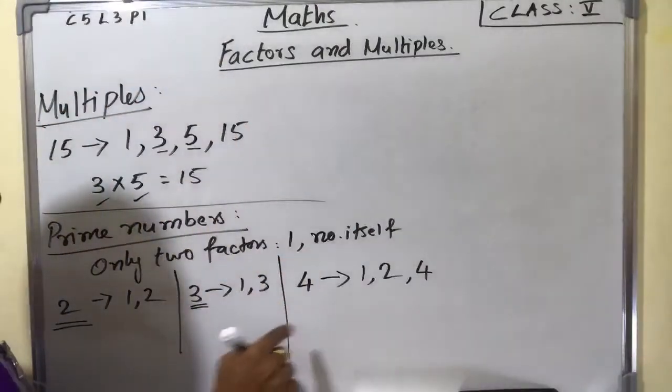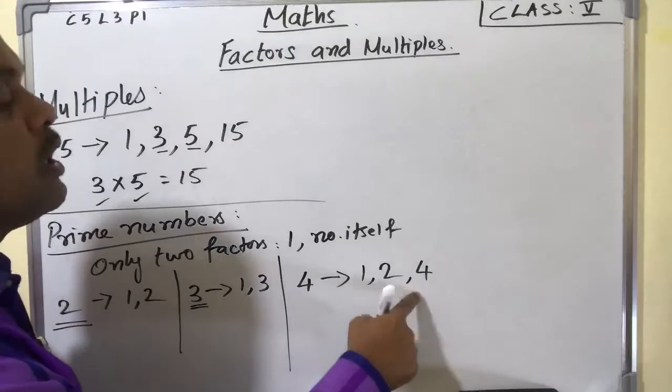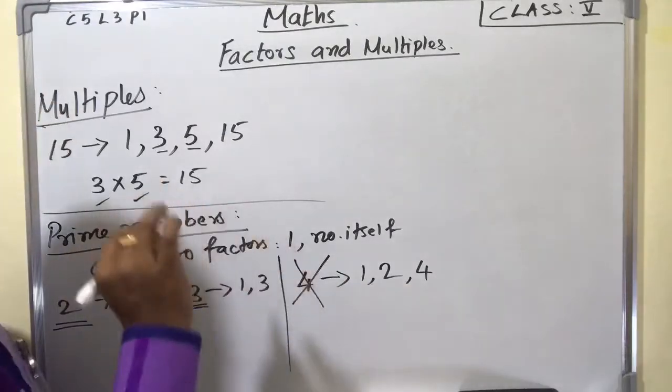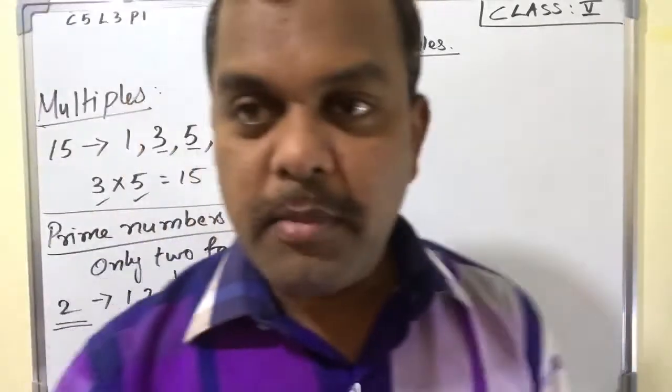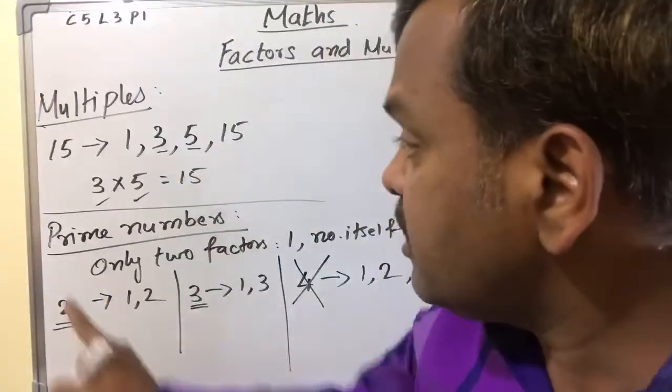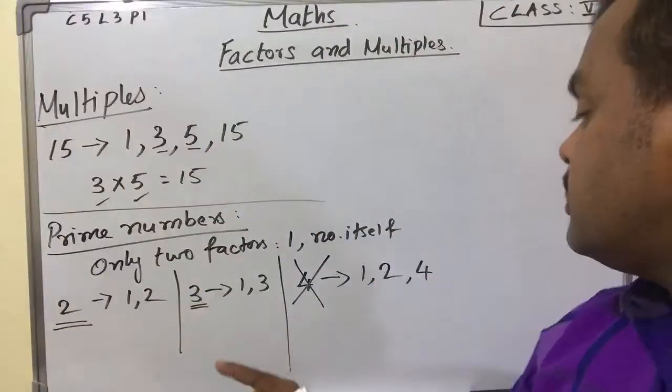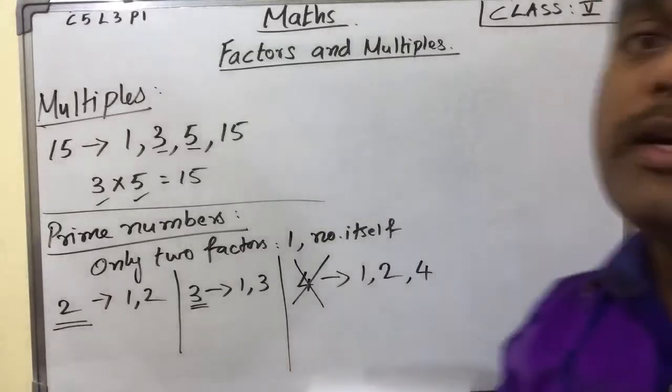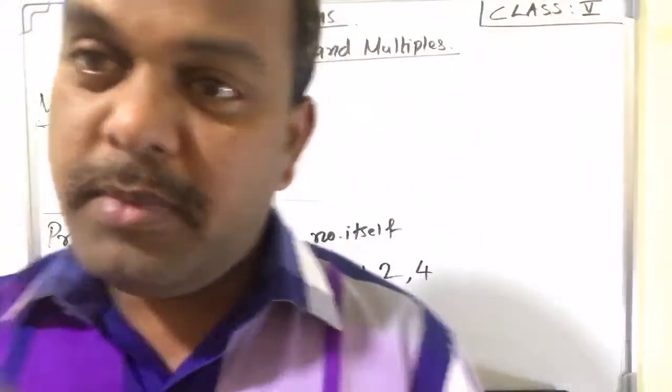Now check the number of factors. 1, 2, 3. So 4 is not a prime number. Why is 4 not a prime number? Prime number means only 2 factors, but here there are 3 factors: 1, 2, 3. So 4 is not a prime number.